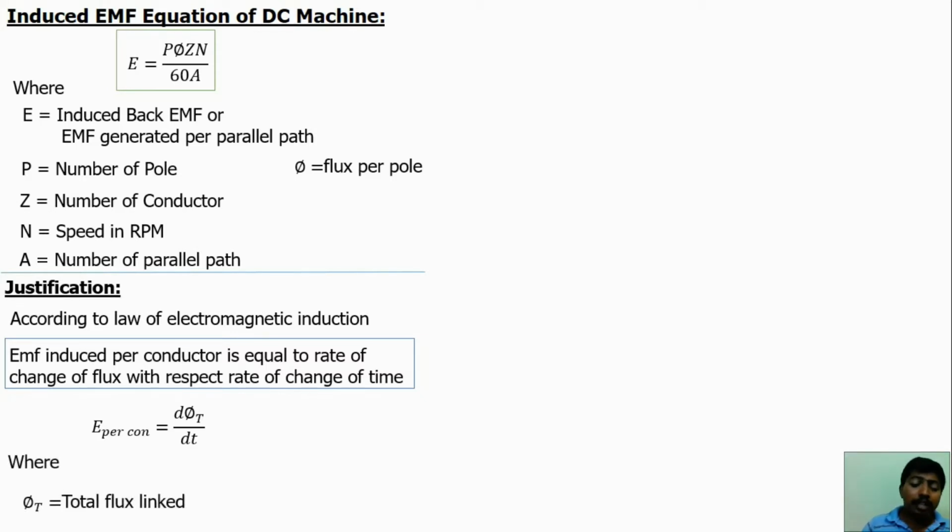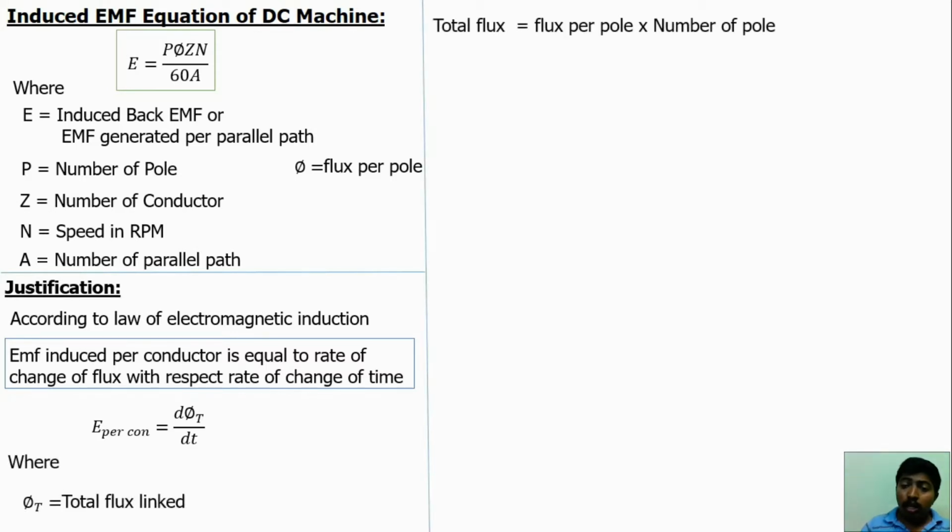So total flux linked is equal to flux per pole into number of poles. Okay. Flux per pole into number of poles, so we will get the total flux. So we may write phi is equal to flux per pole into number of poles. Okay. Then we need rate of change of time.